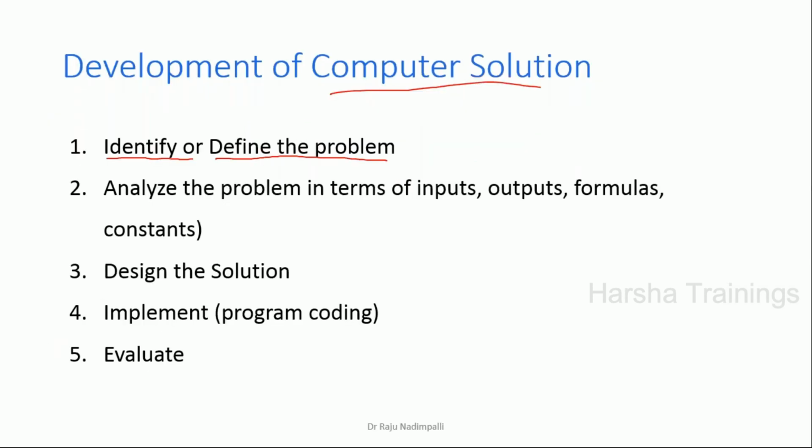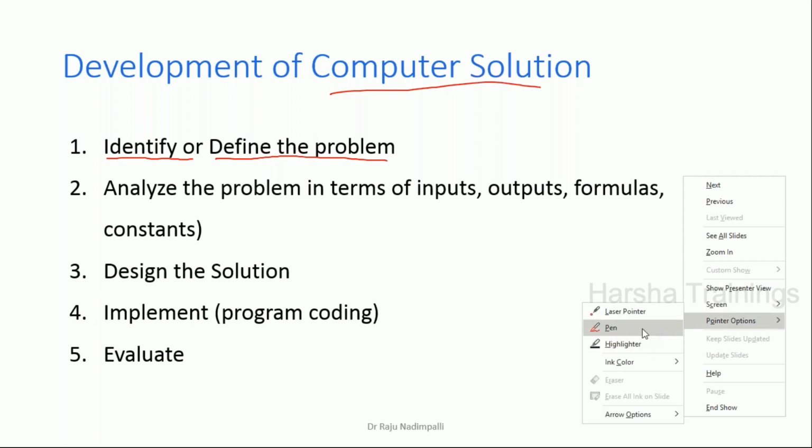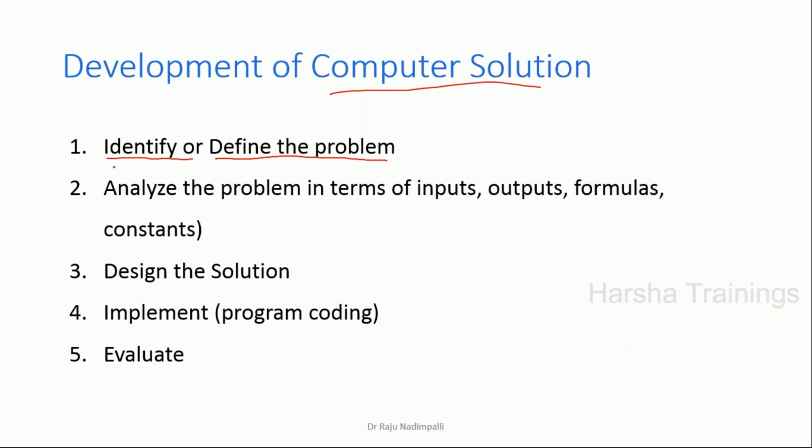Once we identify the problem clearly, then we should analyze the problem. We should analyze the problem in terms of how many inputs I should give, how many outputs I should get, what formulae I need to write, and what variables or constants are necessary to implement my problem. Is it okay? This is my second step.